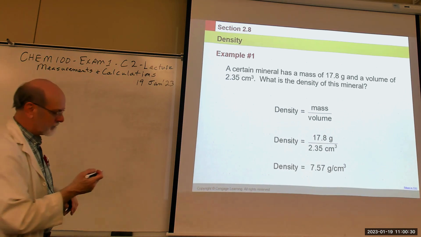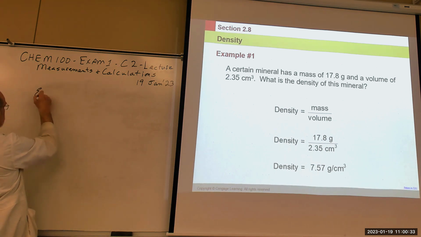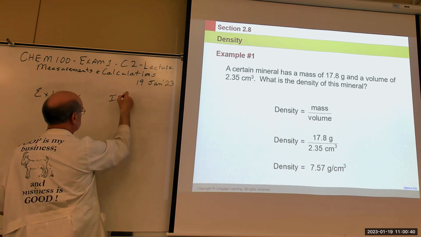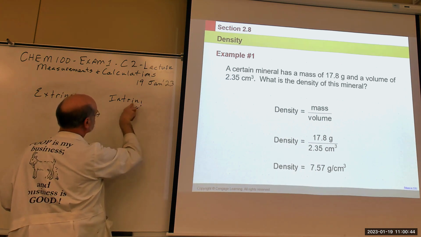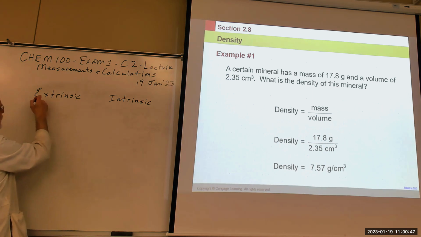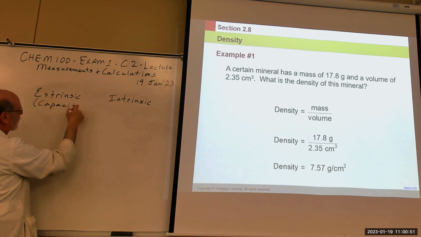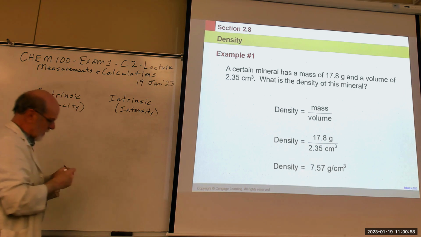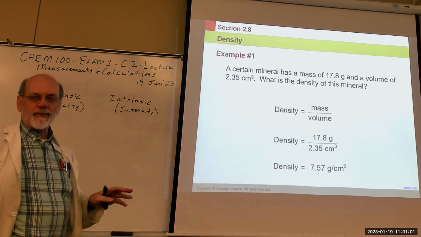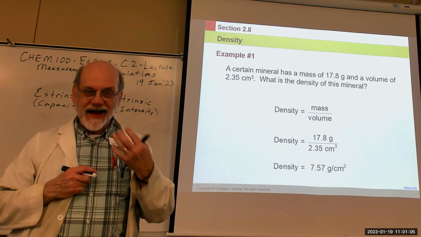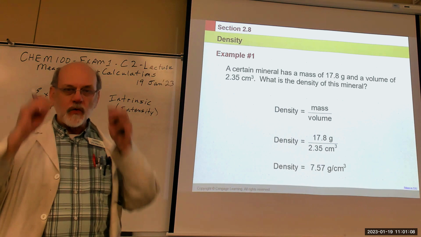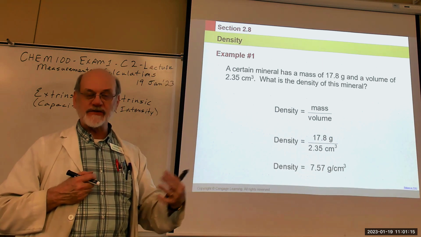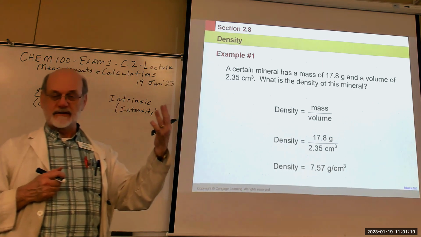Notice, let me make a point here. There's a difference between an extrinsic value and an intrinsic value. Intrinsic value, sometimes this is called capacity, and this is called intensity. Okay, what's the difference? An extrinsic property changes the value with the amount of substance. So mass would change with the amount of substance, right? So it's an extrinsic property. Mass is an extrinsic property. Volume is an extrinsic property, right?